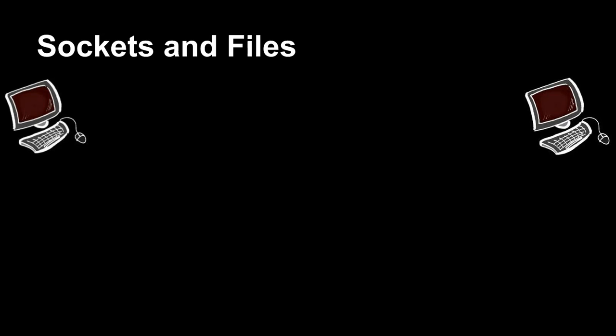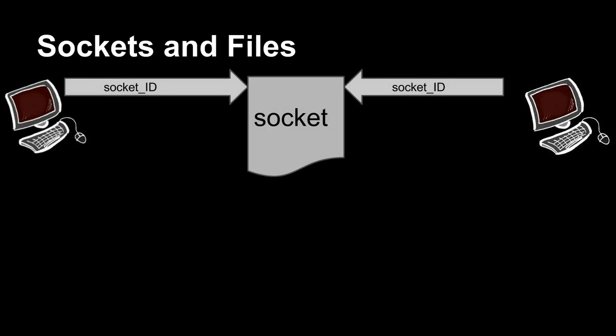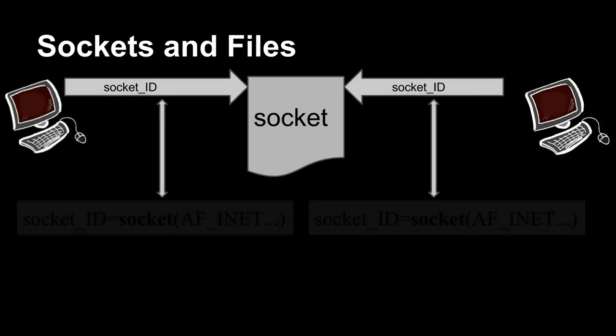A socket can be viewed as a shared file between two computers. Both of them need to get the ID of the file/socket. This is done using the socket system call.